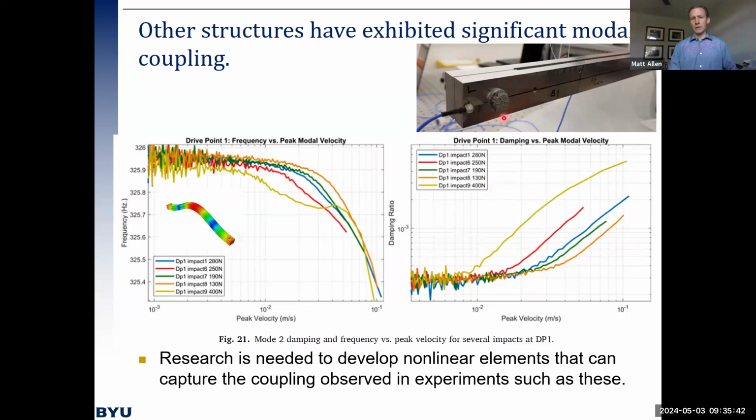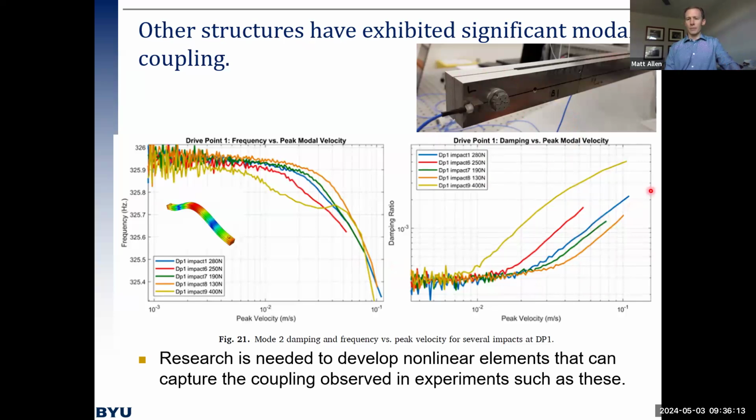But with this structure, if you excite it at a point that excites both mode 1 and mode 2, then you see this big scatter in the damping and in the stiffness as the nonlinearity is activated. And that scatter is evidence of modal coupling. And so there's opportunity for research here. There isn't an approach right now that can efficiently capture multimodal, multi-mode coupling such as this.